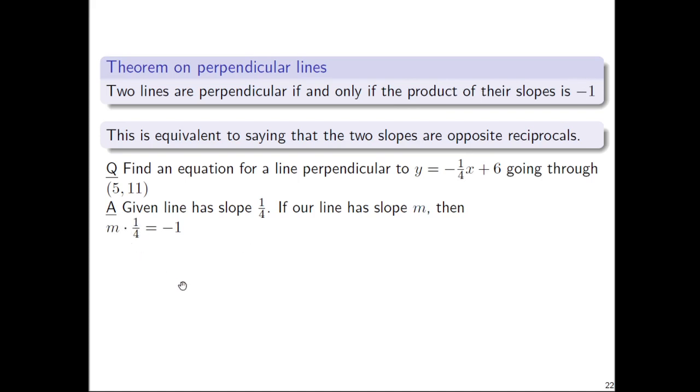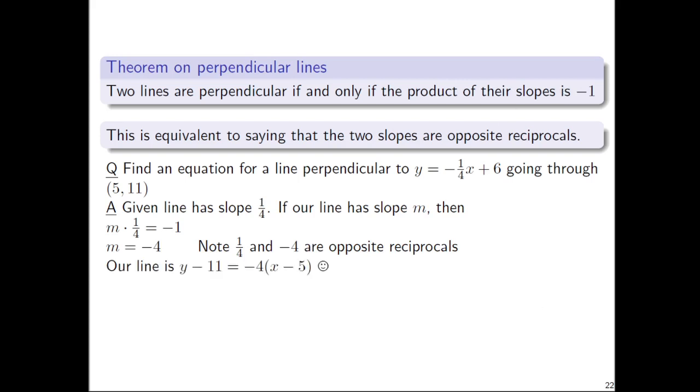So then we can solve for m here and multiply both sides by 4. You get m is equal to -4. By the way, -4 and positive 1/4, those are opposite reciprocals, right? So that goes to the equivalent form here. So our line, knowing that the slope should now be -4, and we were given the point 5, 11, just use point slope form. It'll be y minus 11 is equal to -4 times the quantity x minus 5. Again, sorry for the typo. I'll get rid of this minus sign when I upload the slides.